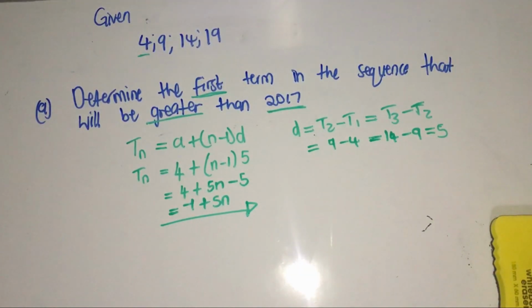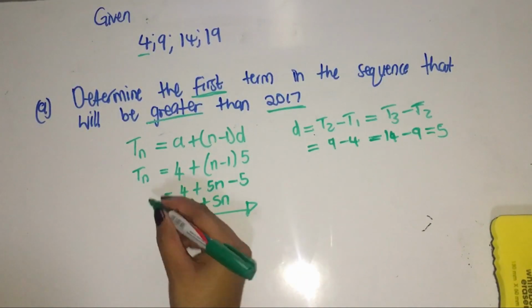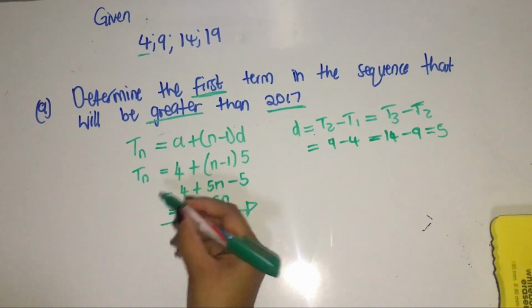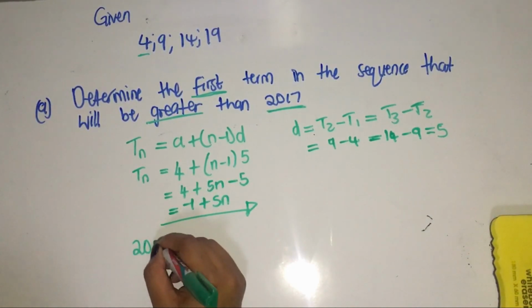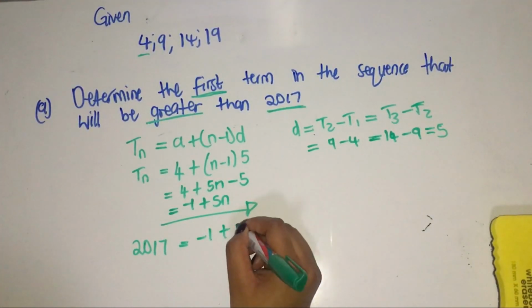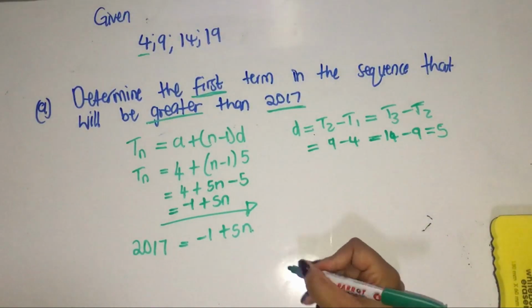Alright, so now this is our formula. Okay, so now, however, the question is, what is the first term in the sequence that will be greater than 2017? Okay, so now back into our formula. I'm going to say where our nth term is going to be 2017. Alright, 2017 is equal to negative 1 plus 5n.